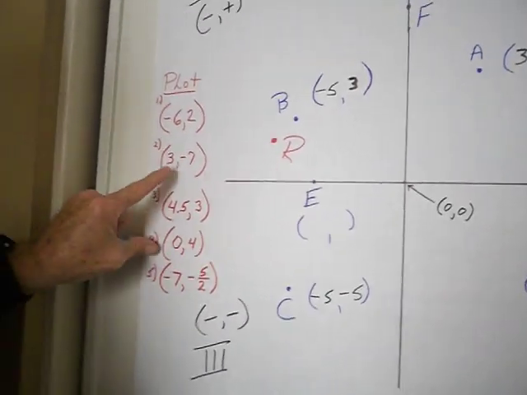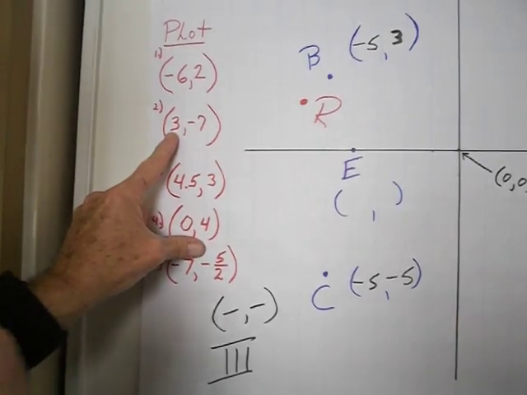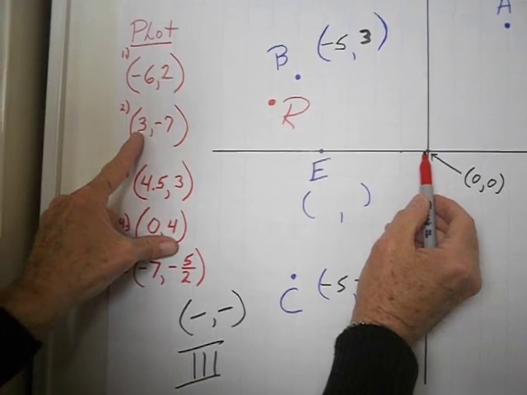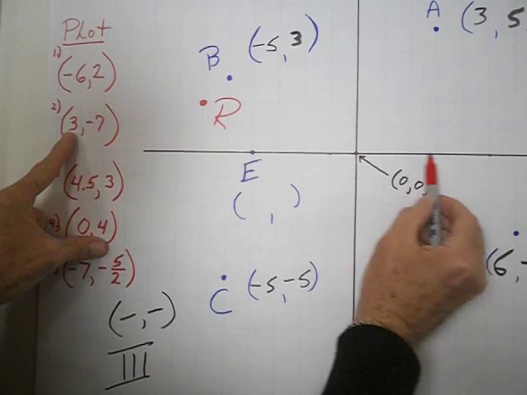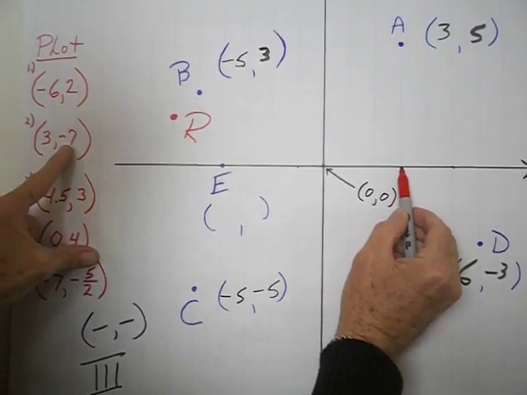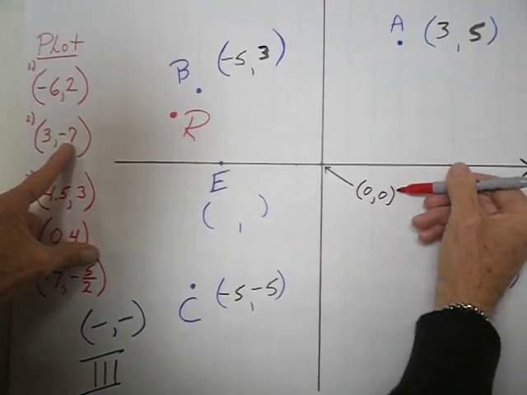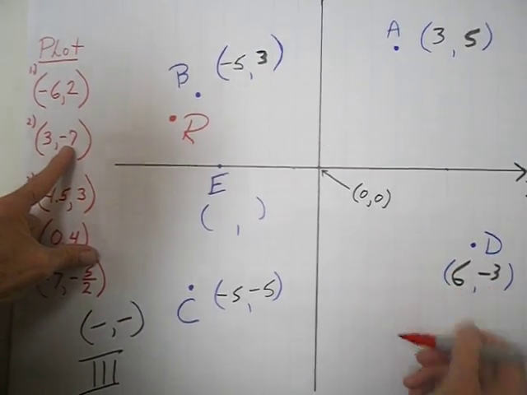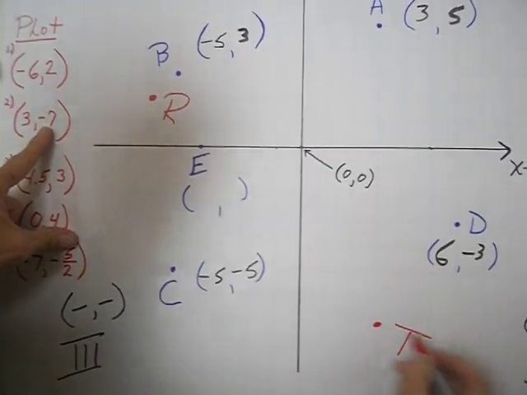Number 2, the ordered pair 3, negative 7. X's value is 3. We begin at the origin, and we move to the right because x is a positive 3. We go to the right 3. 1, 2, 3. And then from that point, it says y is negative 7. Negative is down. So negative 1, 2, 3, 4, 5, 6, 7. And we'll just go ahead and give it point T.